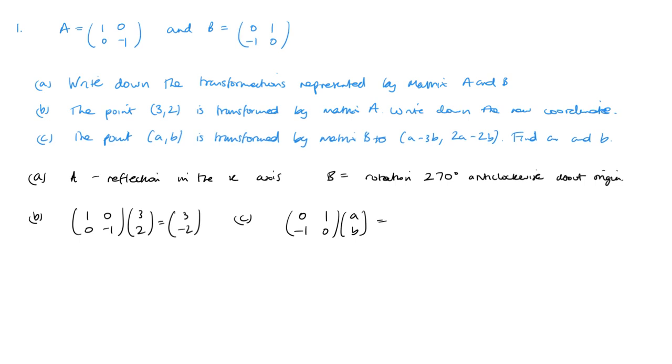Okay, so first let's do this. It's going to be 0, A, so it's going to be B, and then minus A to that, and that is equal to A minus 3B, 2A minus 2B. So A minus 3B equals B, and 2A minus 2B equals minus A. So 3A equals 2B, and on this one A equals 4B.